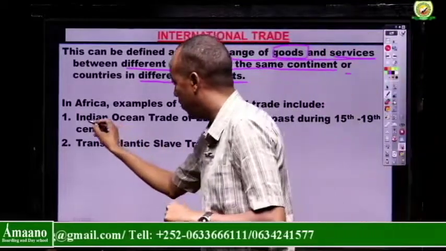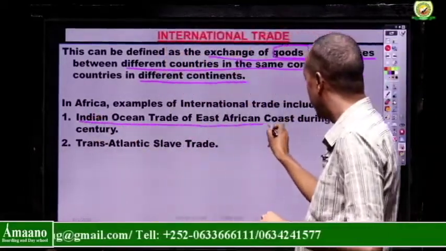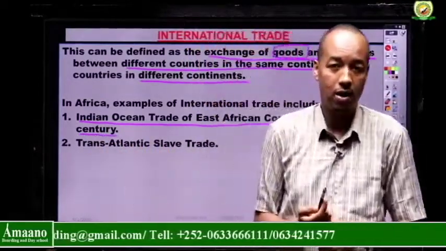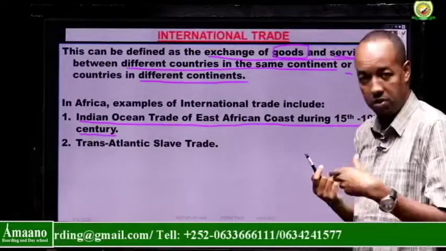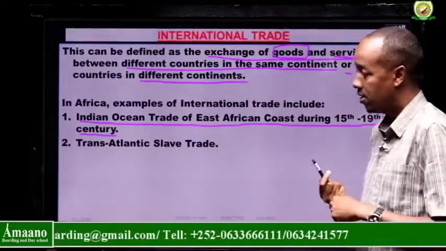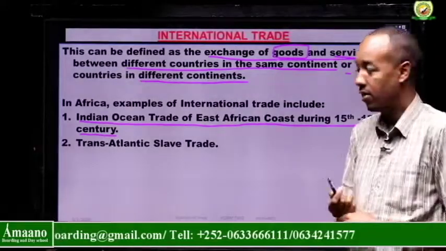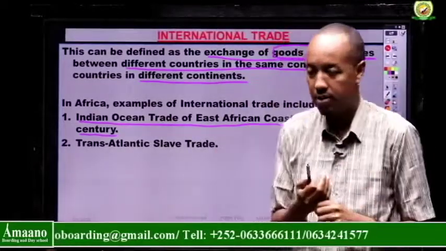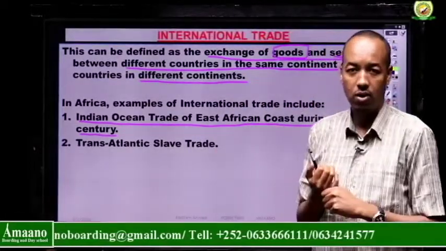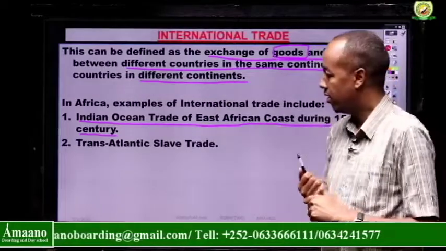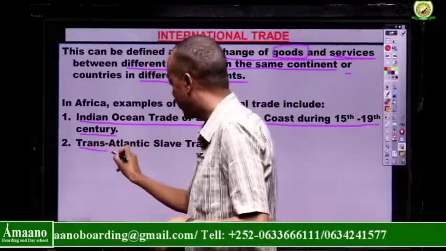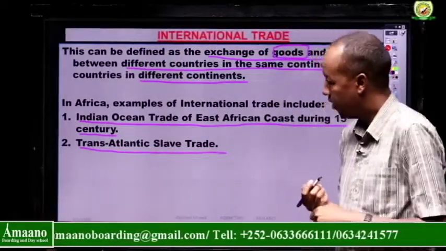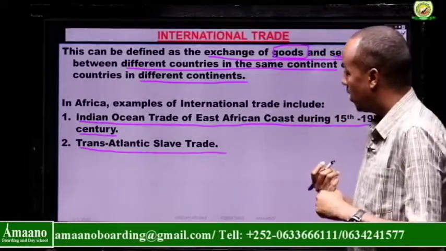The first example is the Indian Ocean trade of the East African coast during the 15th to 19th century. You remember this is the one we learned in the previous chapters. The trade of East Africa with the Portuguese, the Omanis, and the Arabs, when they were trading along the coastal towns of East Africa, like Kilwa and Mombasa, is one example of international trade in Africa. The other example is the transatlantic slave trade, or in short, the triangular slave trade. So these are two examples of international trade.